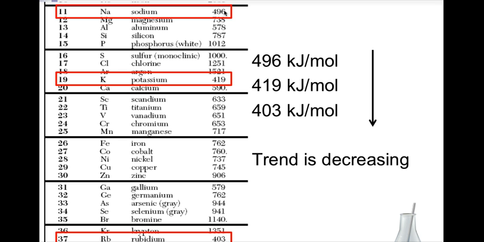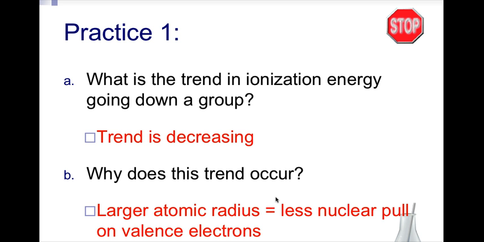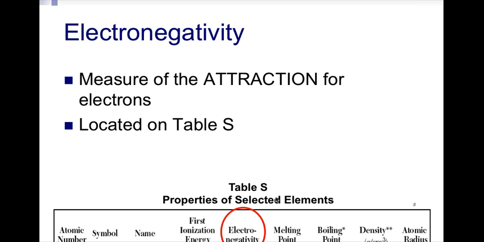If we look at these on our reference Table S, we would notice that sodium has an ionization energy of 496. Underneath there's potassium at 419, and underneath potassium is rubidium with 403. Therefore, the trend is decreasing. So what is the trend in ionization energy going down a group? Well, the trend going down the group is decreasing. And why does this occur? It's because the radius gets larger. Larger radius, less nuclear pull.